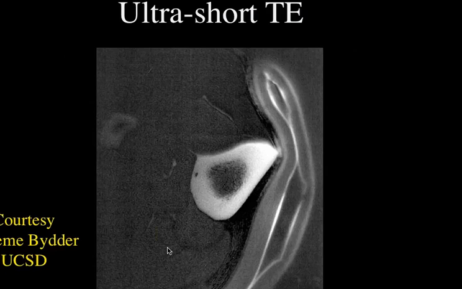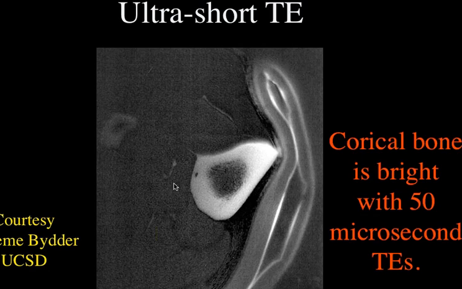Now you can do ultra short TE imaging. Here is the cortex of the tibia. This is the receiver coil right here, which is up next to the tibia. And what we see here is something kind of odd. Muscle is fairly dark, marrow is dark. The brightest thing on the image now is the cortical bone. And this is a TE of 50 microseconds. Now, normally we deal with 15 to 100 milliseconds. This is now in microseconds. So it's a much shorter TE than we typically do in clinical imaging.